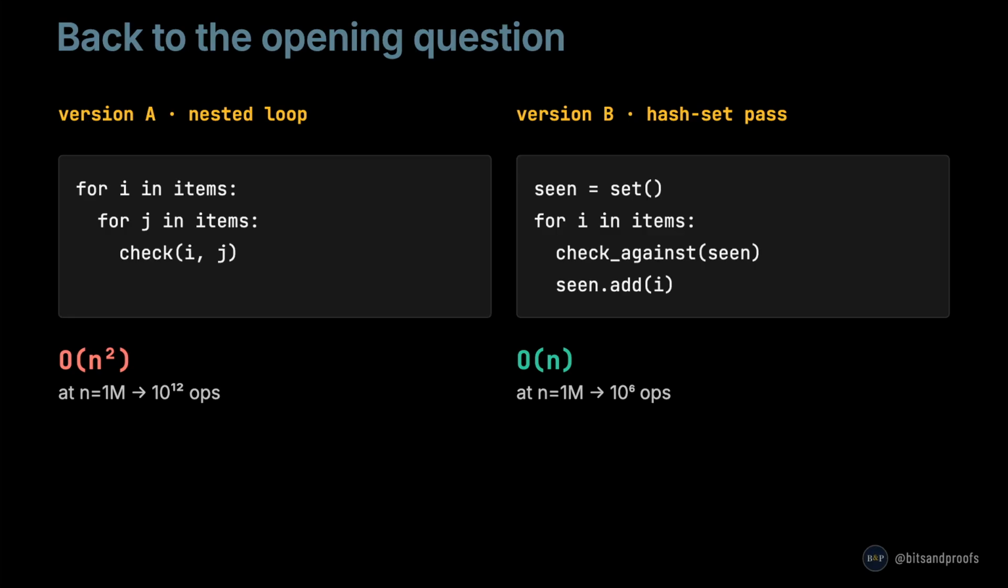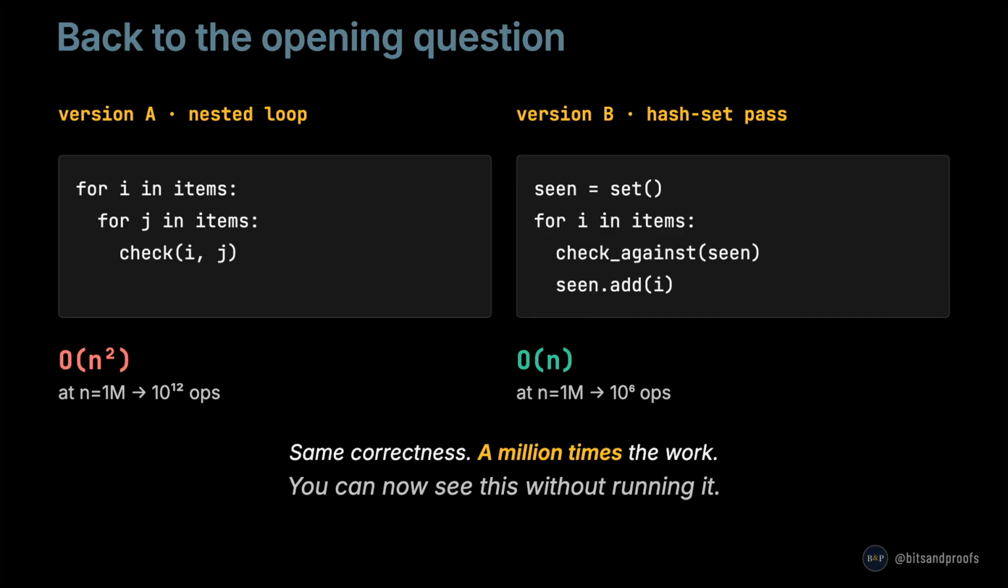Version A is a nested loop, O(n squared). At n equal 1,000,000, that's 10 to the 12 operations. Version B is the lookup trick, a hash set pass, O(n). At n equal 1,000,000, that's 10 to the 6 operations. Same correctness, 1,000,000 times the work. You can now see this without running it. That skill, reading big O straight from code, is the entire skill this series has been building toward.